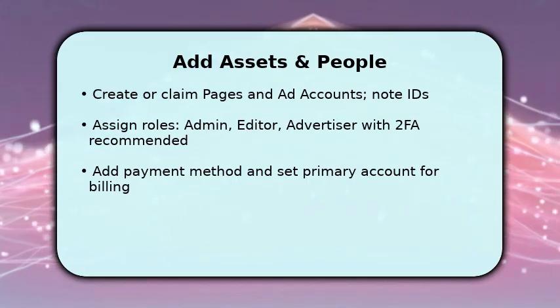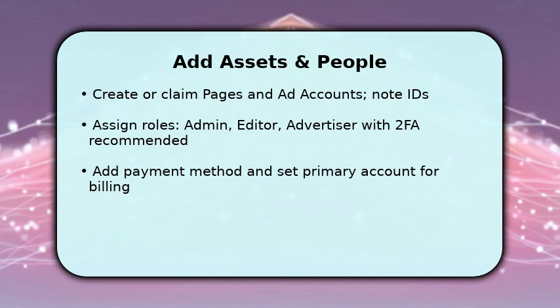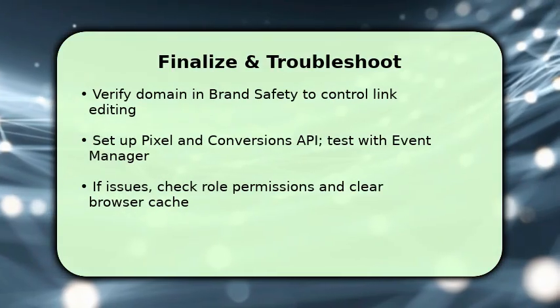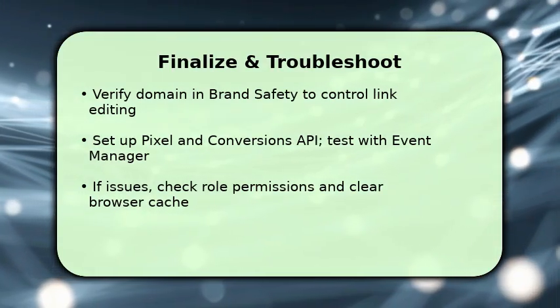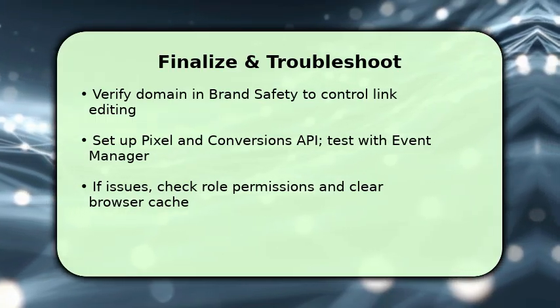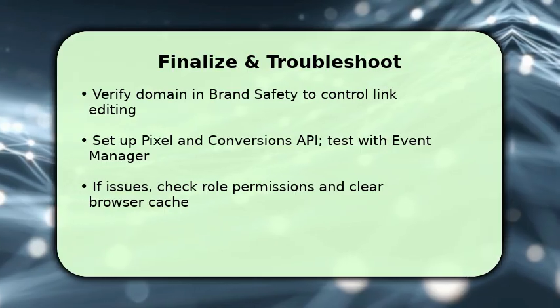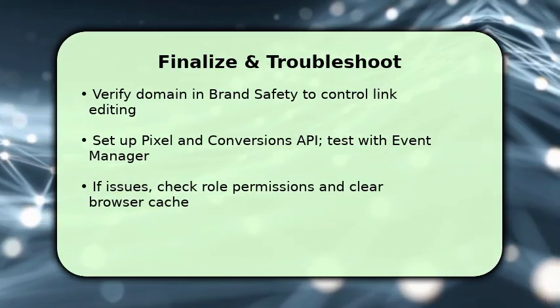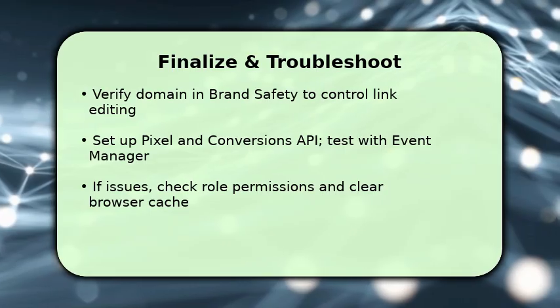To finish, verify your domain and brand safety to prevent unauthorized link edits and set up your Pixel and Conversions API so tracking is accurate. Use Event Manager to test events and ensure purchases or leads fire correctly. Review security. Enable two-step authentication and set up admin backups.